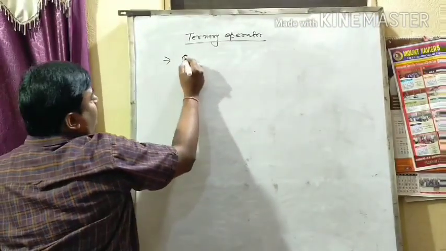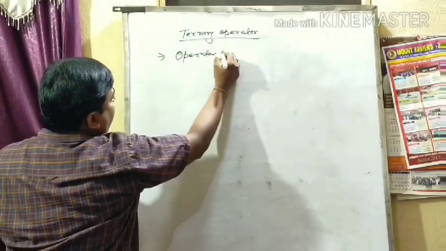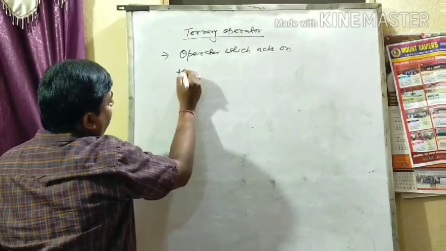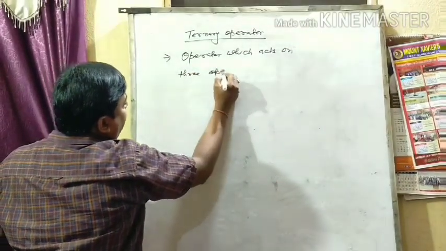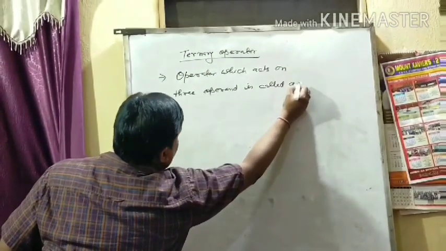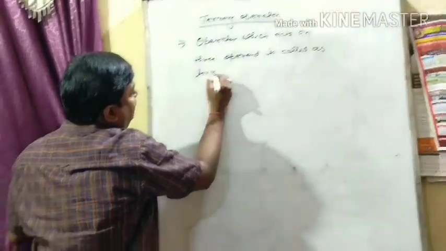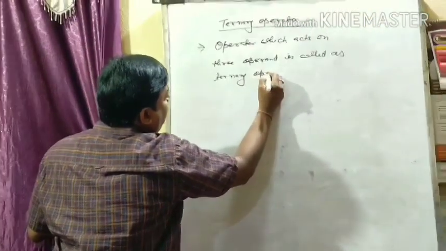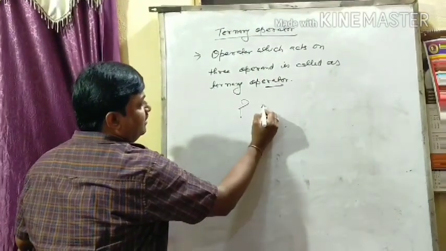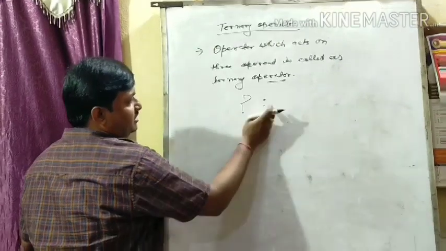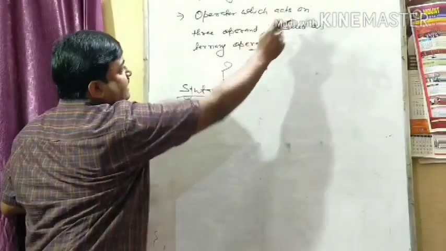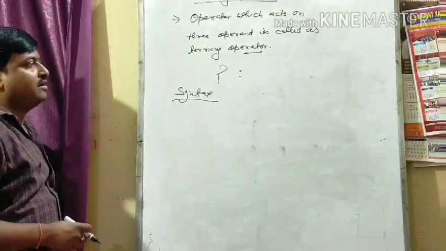Okay. So the operator which acts on 3 operands is called a ternary operator. Student, this is the symbol of the ternary operator, the question mark and colon. Syntax. The operator which acts on 3 operands is called a ternary operator.